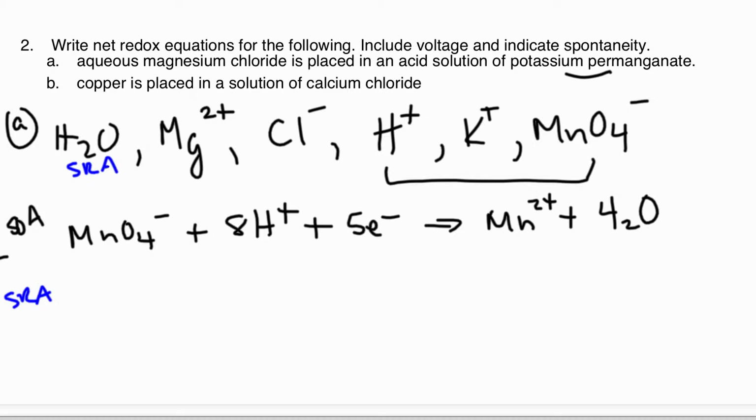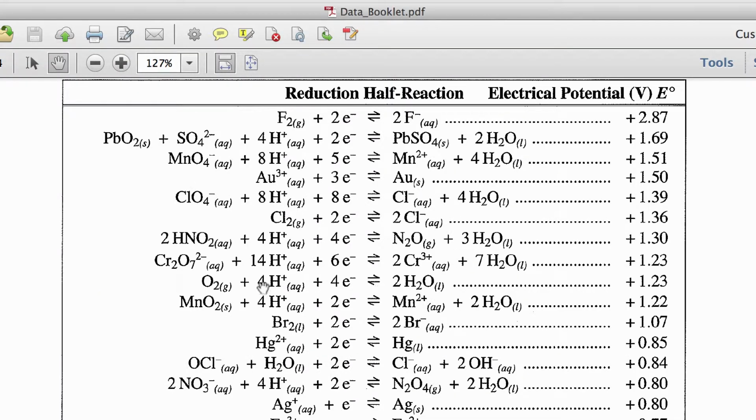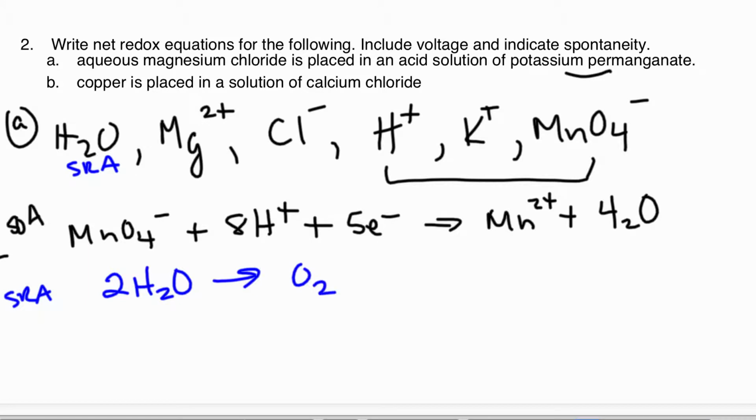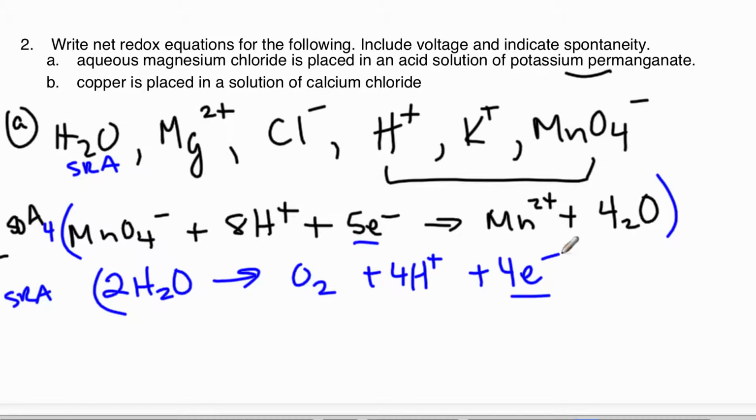So 2 waters, and remember you have to write it backwards, will produce oxygen plus 4 hydrogens plus 4 electrons. Okay, so I need to write the whole redox reaction, so I need to balance these. I've got 5 electrons on that side and 4 on this side, so I need to go to 20. I'll take this one and times it by 4, and this one times it by 5. Hopefully I'll remember that.